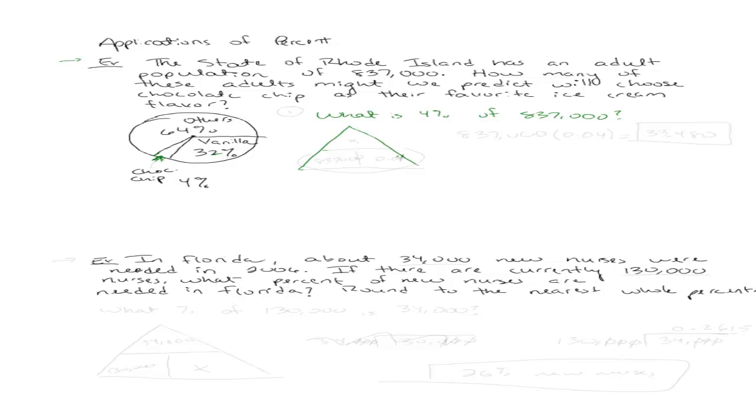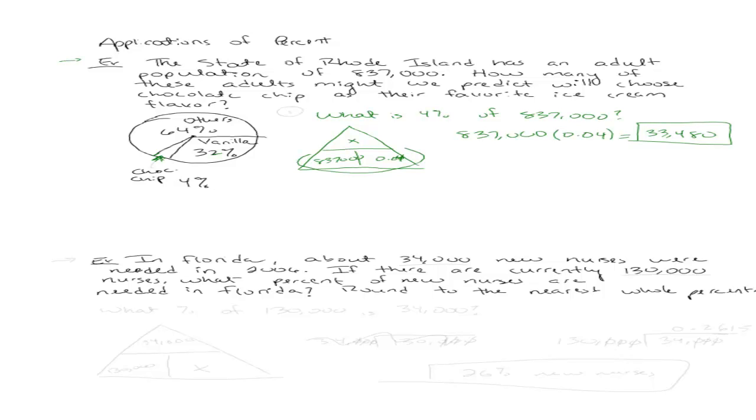So if we make our triangle out of this, remember that the top of the triangle is my is, and that's what I don't know. My of is 837,000. My percent is 0.04. So once I have this, I know that I'm supposed to multiply 837,000 times 0.04. And you can go ahead and do that, and you're going to get 33,480. So what this tells you is that 4% of 837,000 is 33,480.